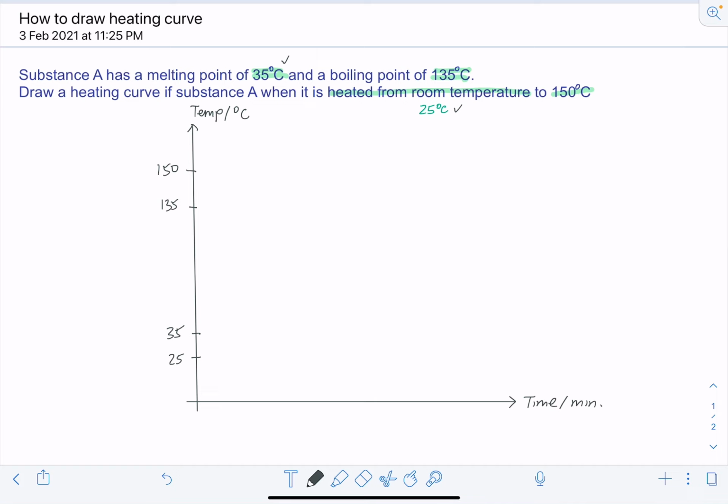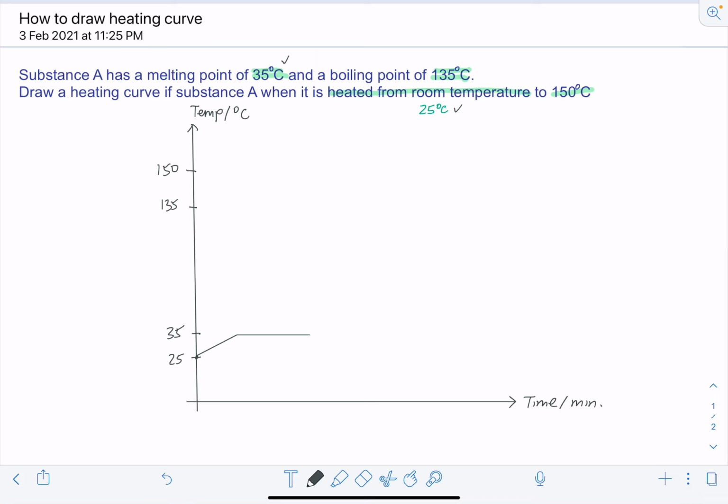Next, the information says that A starts at room temperature. So this is where I begin, right at this corner here, and I start heating this substance all the way to 150. I need to know that at a certain point in time I need to stop for a while because there might be a change of state. So as I heat from 25, I'll stop at around 35, because 35 is the melting point of the substance. During melting, the temperature remains constant, and you have a horizontal line drawn.